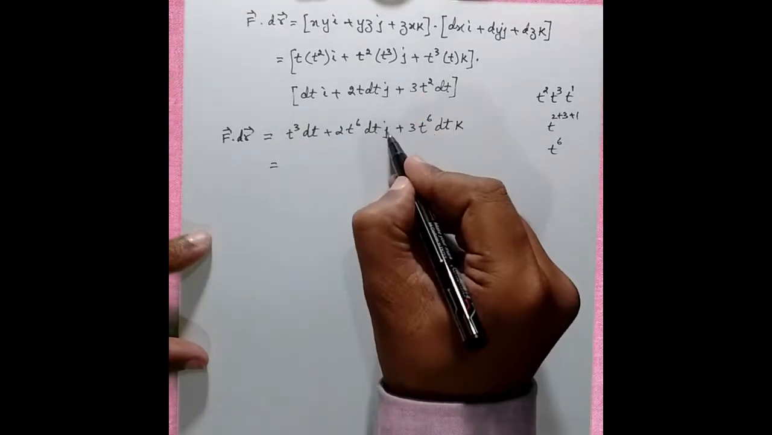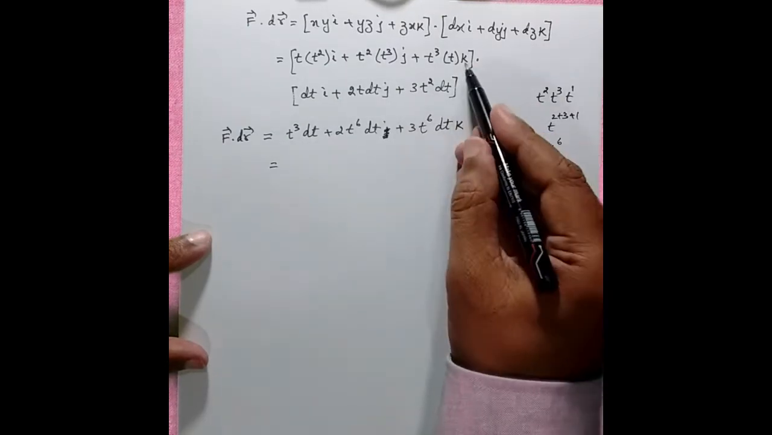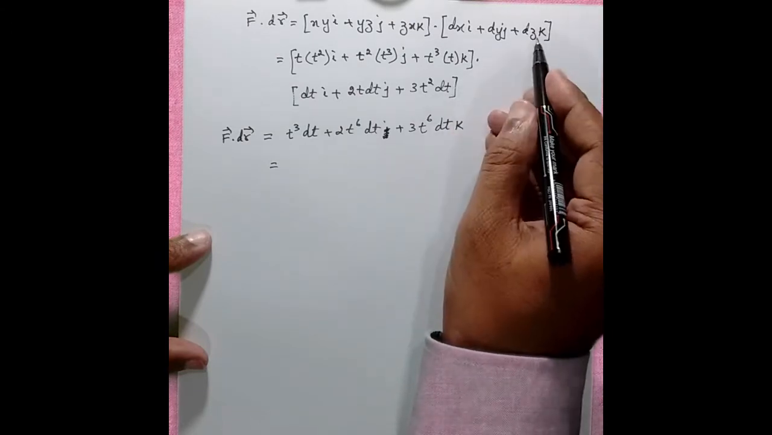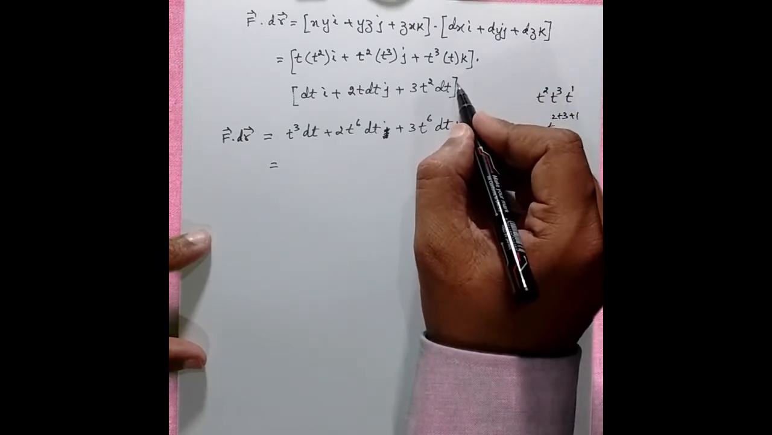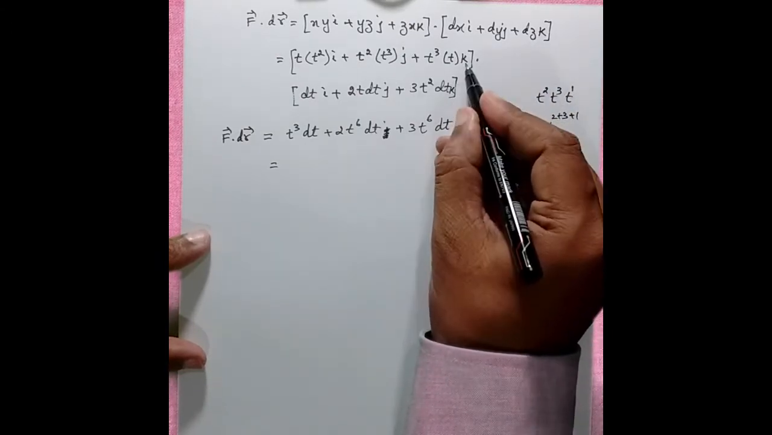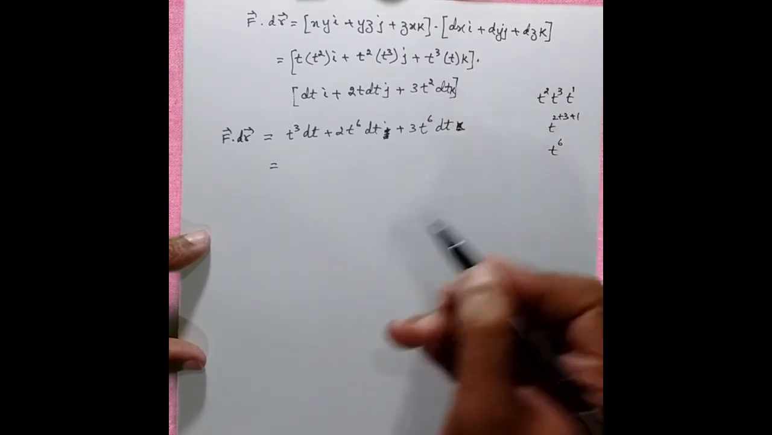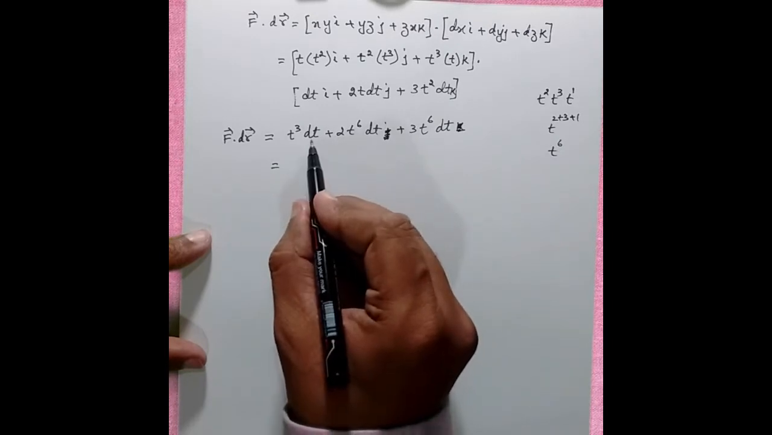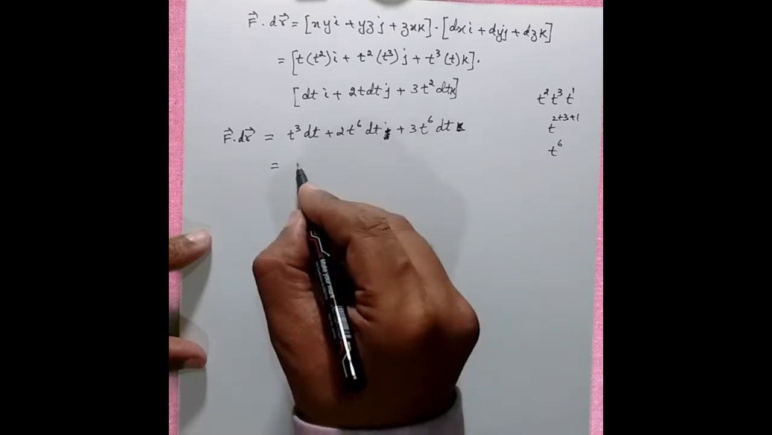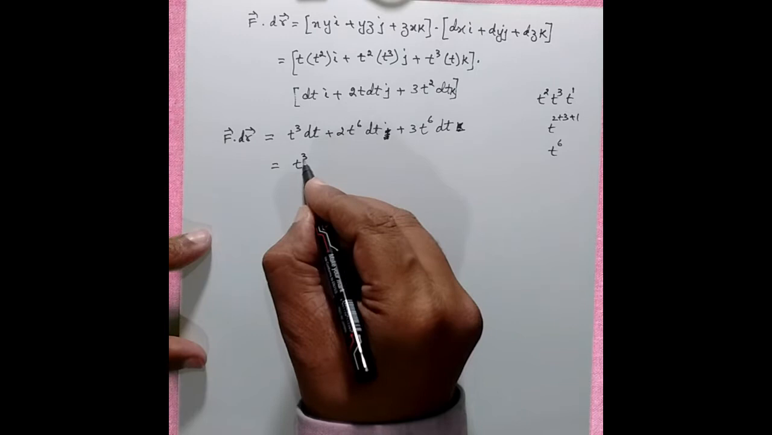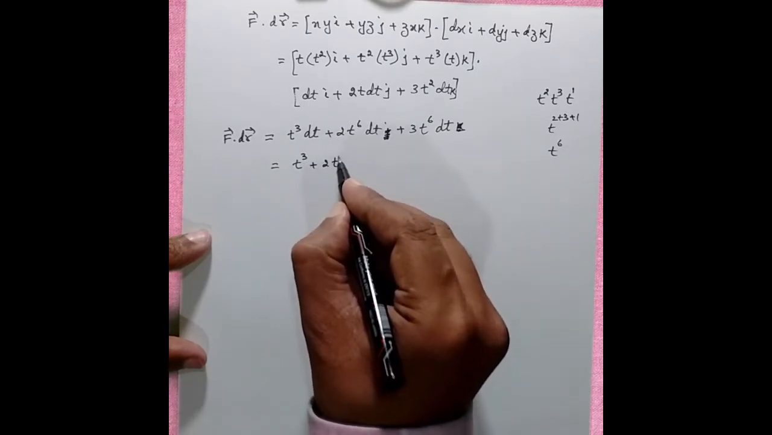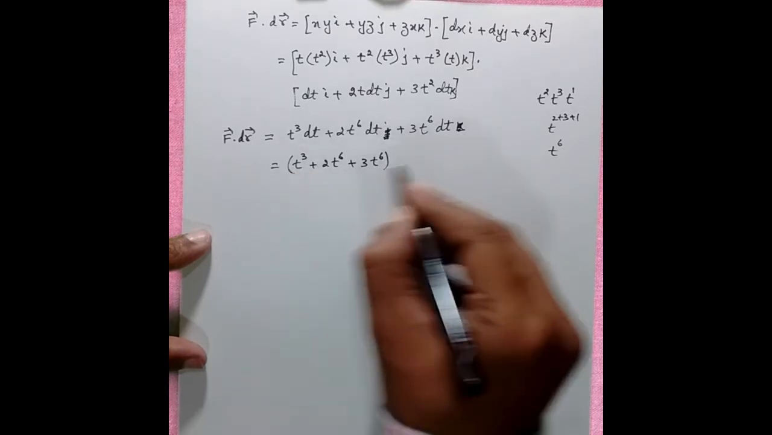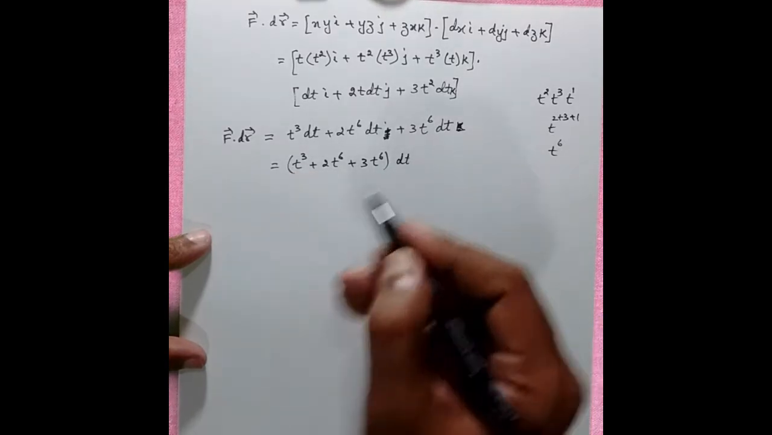Here j dot j will be 1, so we will not be getting j. Here k is missing. So this k dot k will be 1, right? So now if I try to observe here, dt is common, so we can take dt common, and we are left with t cube plus 2 t power of 6 plus 3 t power of 6 times dt.